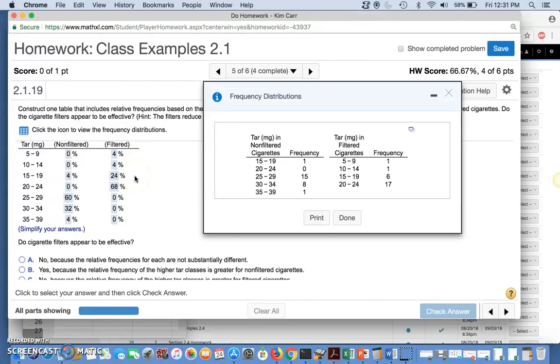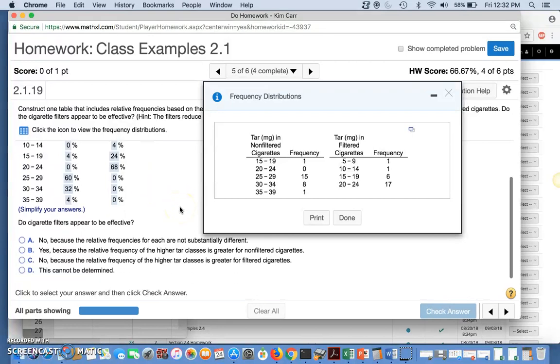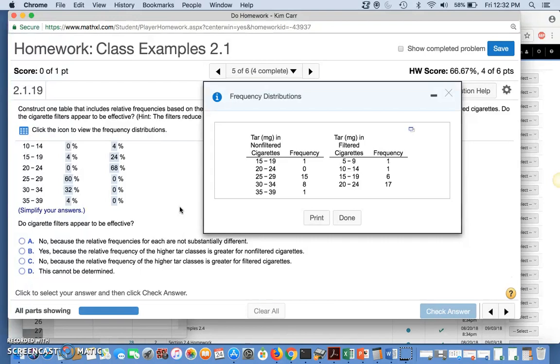So it looks like the filter is helping decrease the tar. Of course, Ms. Carr's opinion is no cigarettes.